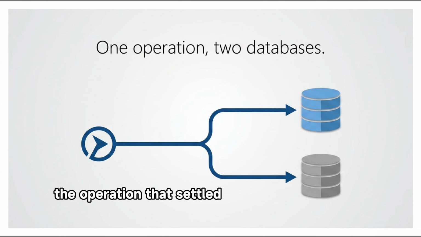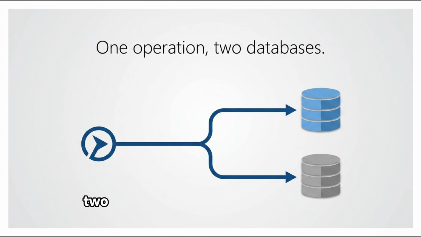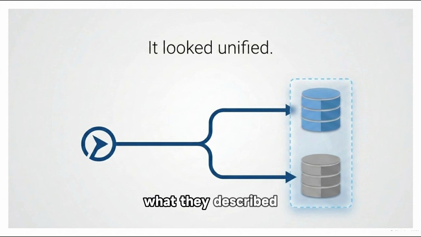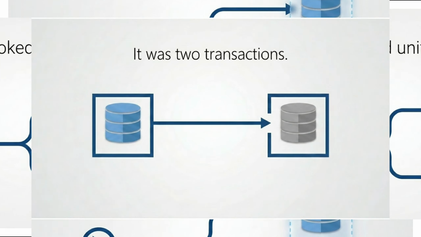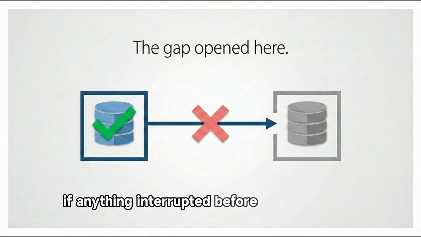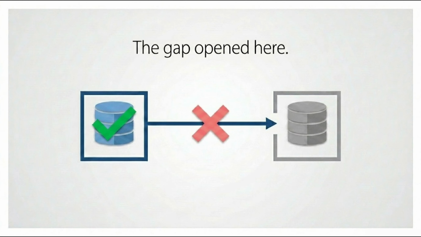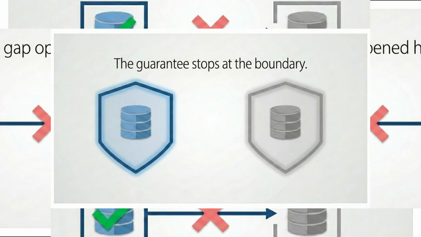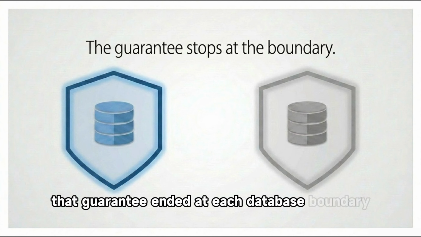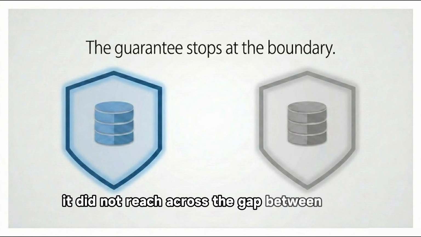The operation that settled a payment needed to update two things: a record in the payments database and an entry in the accounting database. The engineering team had wrapped both updates in what they described internally as a transaction. What they had actually written was two separate transactions, one in each database, executed sequentially. The first completed. If anything interrupted before the second ran, the payment was settled, but the accounting entry was never written. Both databases were ACID compliant. That guarantee ended at each database boundary. It did not reach across the gap between them.